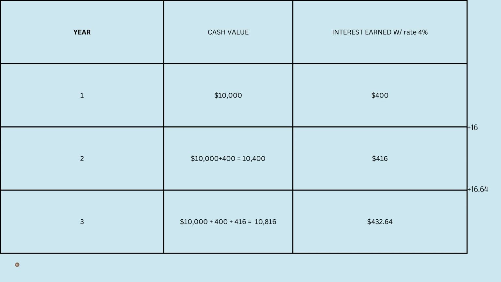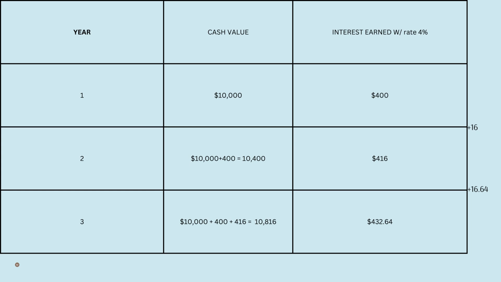So in year two, we see that our cash value is 10,400 and our interest earned increased by $16 to $416. This is because of the compounding interest, or the interest accumulated on the 400 that was earned last year. Then on year three, we have the initial 10,000, the additional 400 that we made the first year, and then the 416 that we made in the second year.